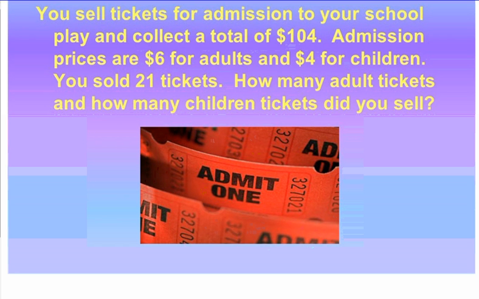Anyway, here's what we're going to do today. So let's read this problem. It says you sell tickets for admission to your school play and collect a total of $104. Admission prices are $6 for adults and $4 for kids. You sold 21 total tickets. How many adult tickets and how many children tickets did you sell?